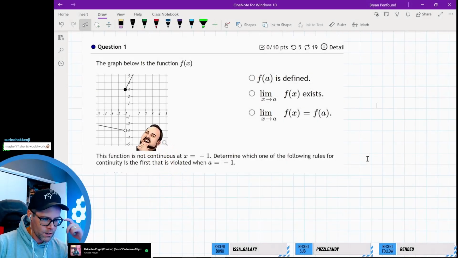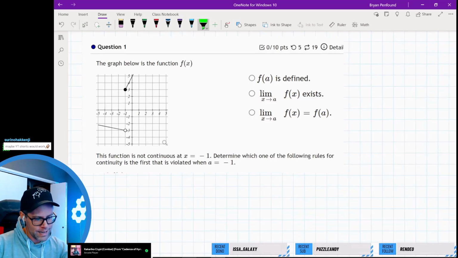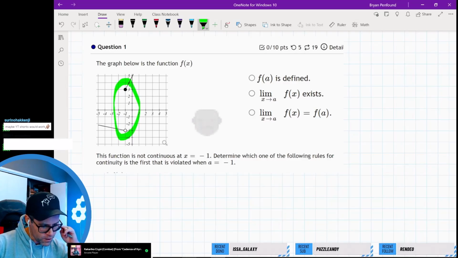The graph below is the function f of x. Okay. This function is not continuous at -1. Correct. There is a jump discontinuity. I can see that very clearly in the graph. Determine which one of the following rules for continuity is the first that is violated.